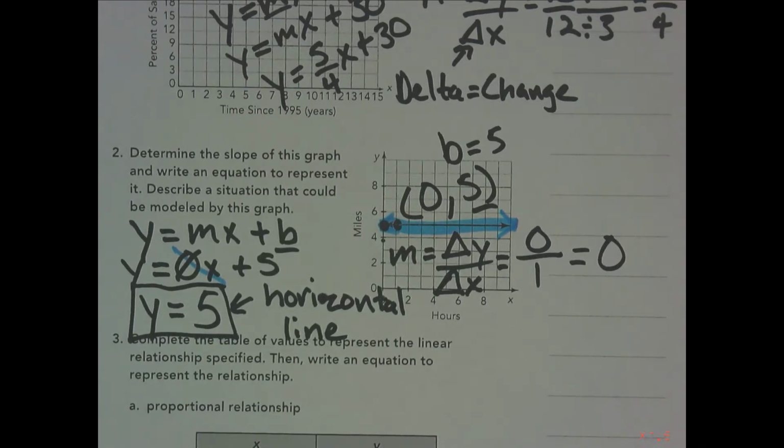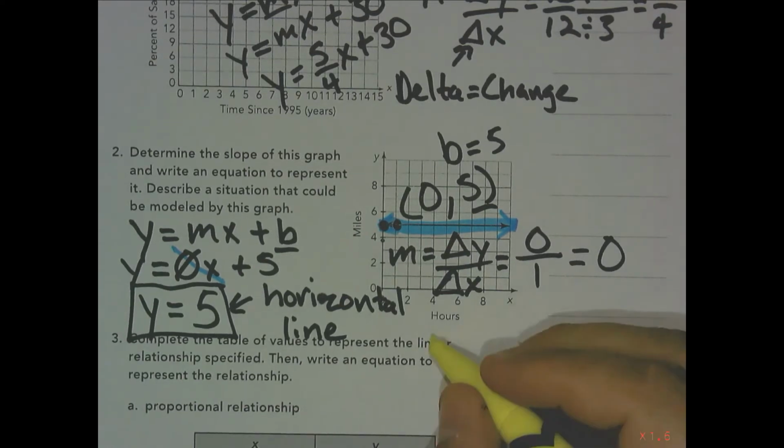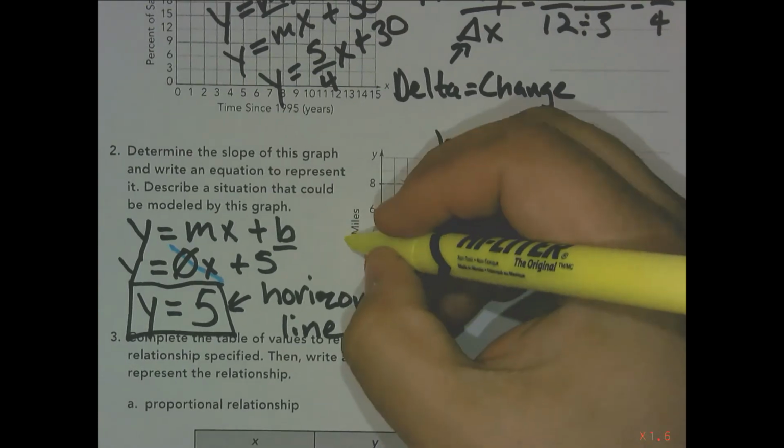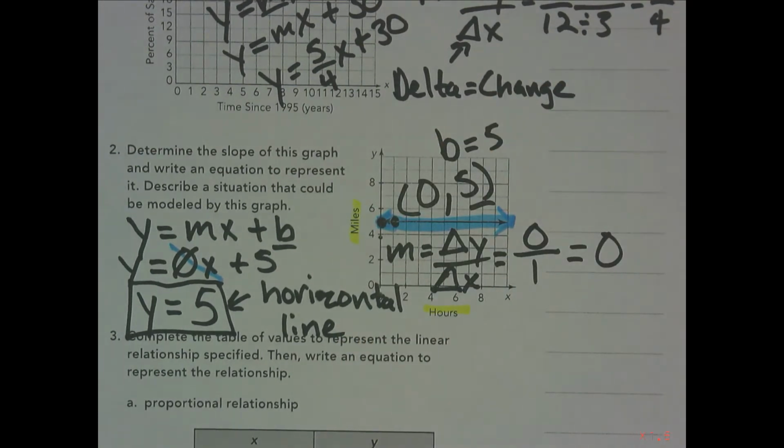All right. Now what they wanted us to do, shh, be quiet, was describe a situation that could be modeled by the graph. So think of a scenario that no matter what, it will always equal 5. I'll give you an example. We're comparing the number of hours and the number of miles.